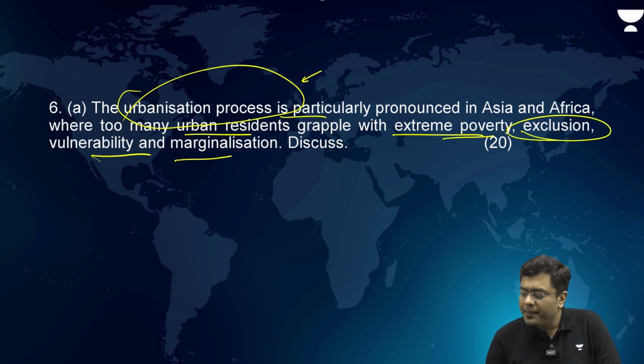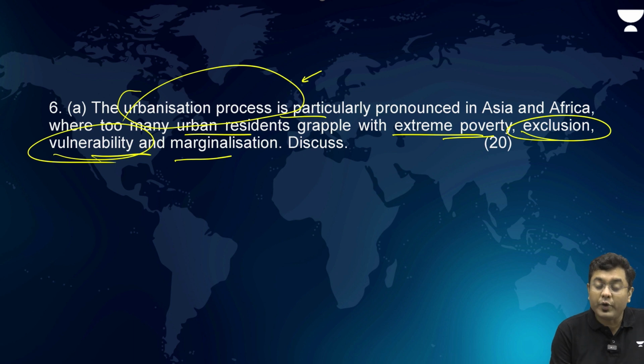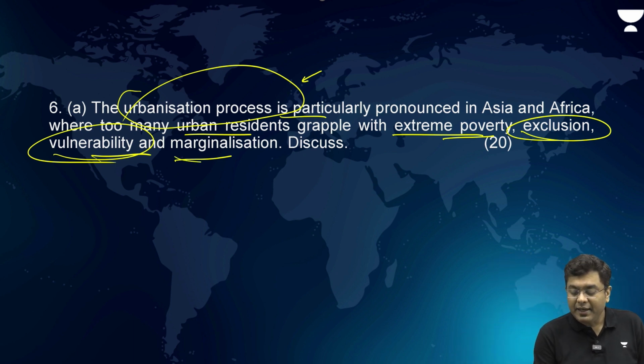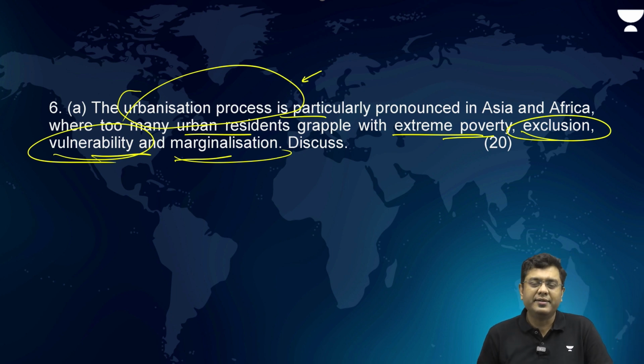Then exclusion, because they settle down in the fringes, they are not a part of the city's decision making process. Many of them do not have the voting rights also in these urban areas because they are not the permanent settlers in that region. They settle down in the shanties and the slums. Vulnerability owing to climate change, vulnerability owing to economic discrimination, and then marginalization. That is how you talk about it.